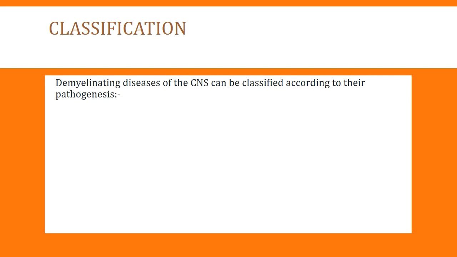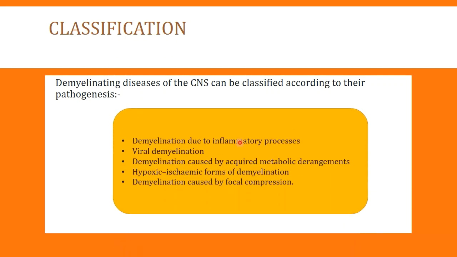So now, demyelinating diseases can be classified. Now, how can they be classified? They can be classified on the basis of their characteristic pathogenesis. Okay. So, demyelinating diseases due to inflammatory process or inflammatory demyelination for that matter. Viral demyelination due to viruses like the JC virus or the polyoma virus or the HIV virus for that matter.